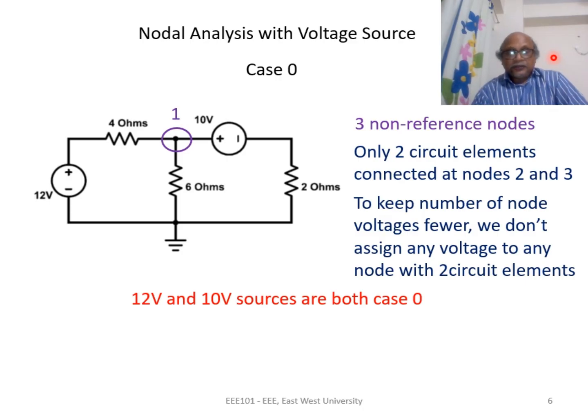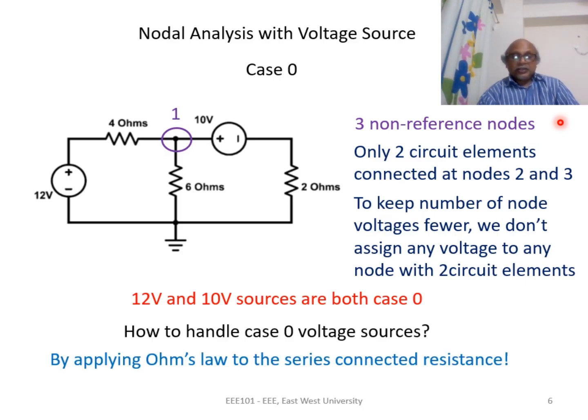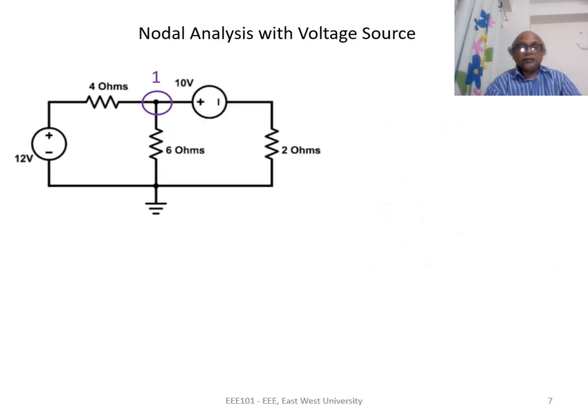The advantage of treating case 0 is that the voltage source and the resistance are in series, so they are carrying the same current. We cannot apply Ohm's law to the voltage source, but we can apply Ohm's law to the series connected resistance. So by looking at the series connected resistance, we can find out the current of this branch or this branch in terms of node voltages. So the main essence of case 0 is we apply Ohm's law to the series connected resistance. Let's see how this is done.